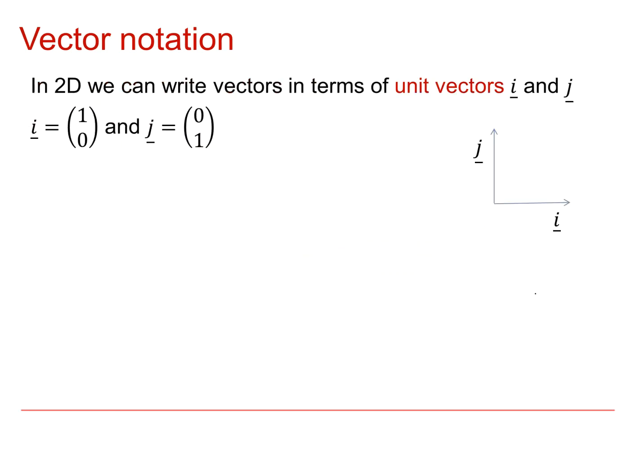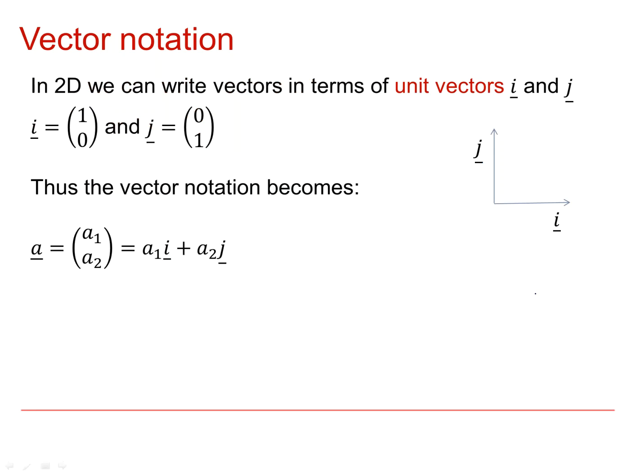When working in 2 dimensions, we can use unit vectors i and j. i is the vector (1, 0) and j is the vector (0, 1). And we can write any vector as a combination of i's and j's. A numerical example, the one we had before: if I've got the vector b, (3, 2), then I can write that as 3i plus 2j.